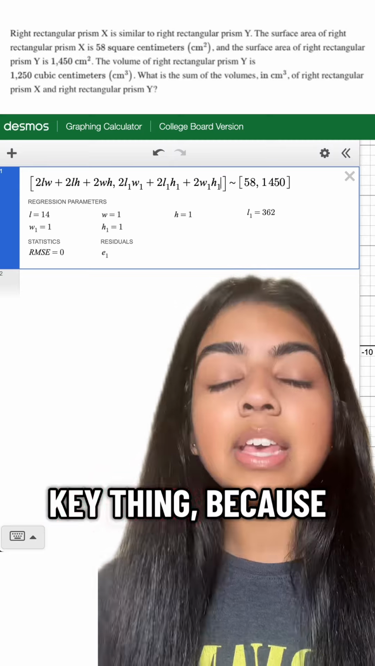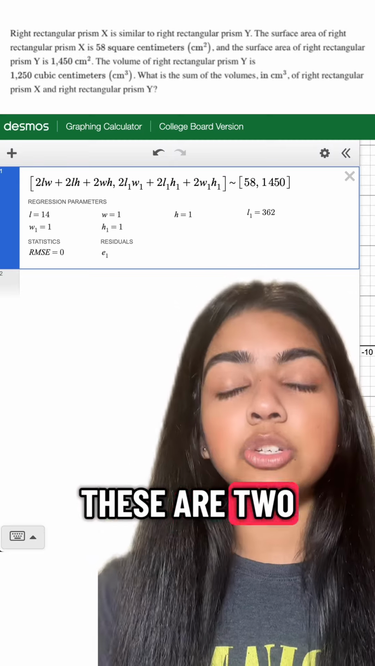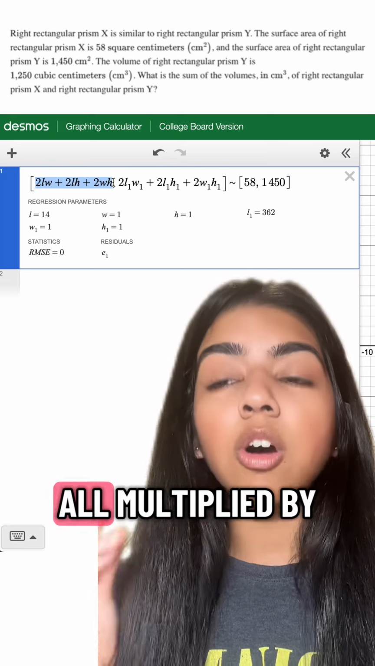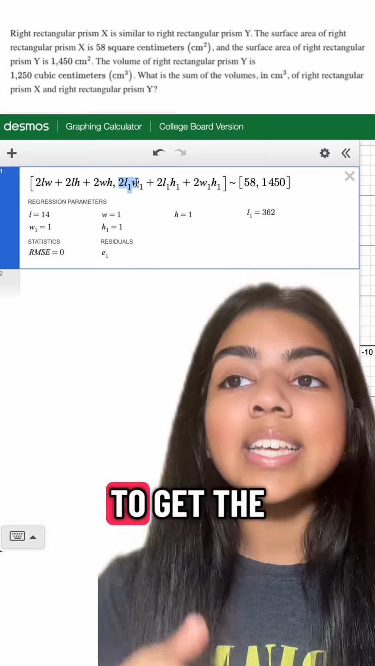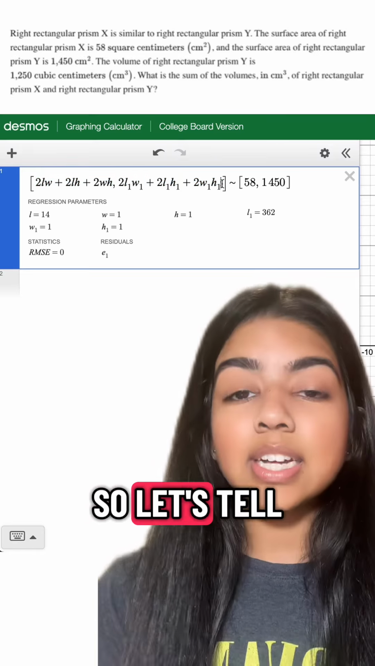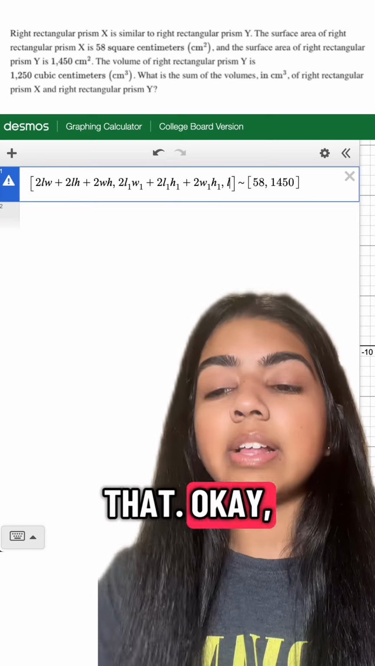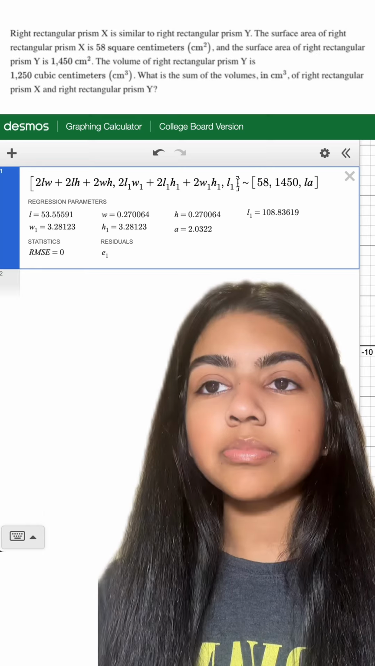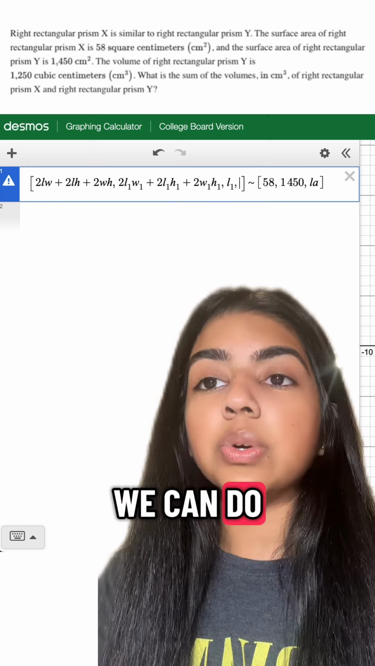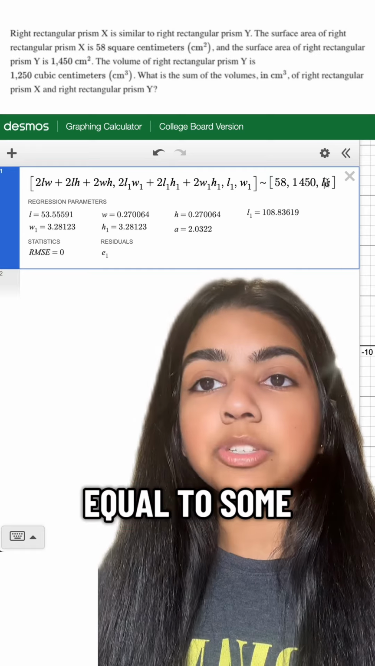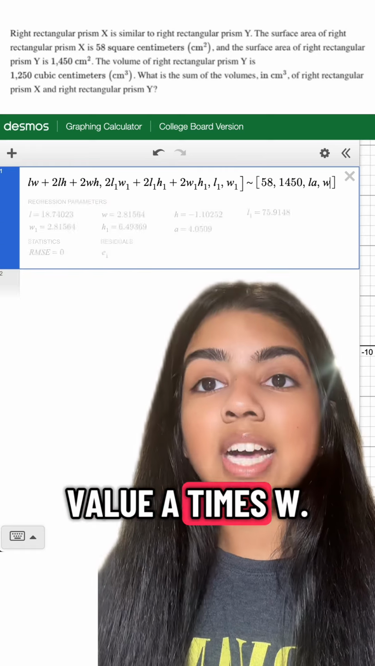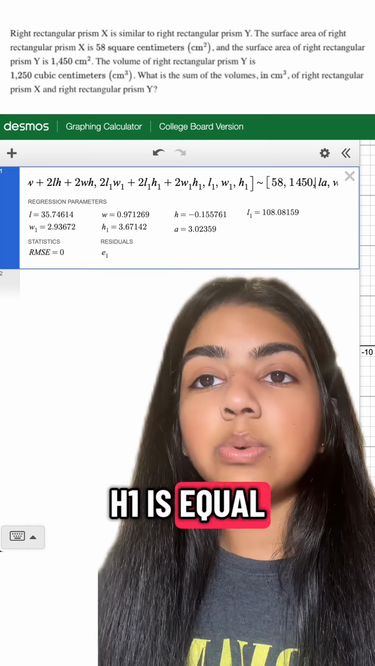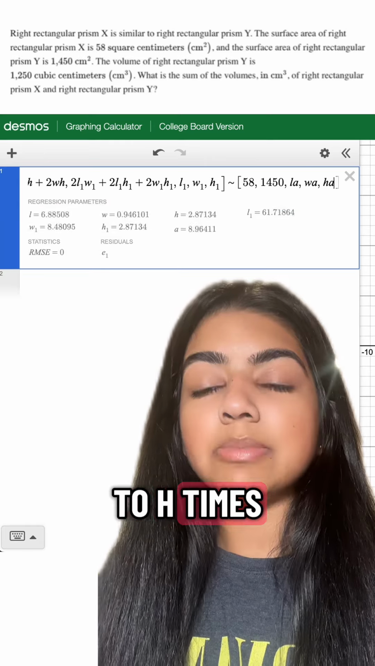But here's the key thing. Because these two are similar, right? These are two similar rectangular prisms. That means that the length, width, and height from X are all multiplied by the same value to get the length, width, and height of Y. So let's tell Desmos that, okay? We're going to say that, okay, length 1 is equal to length times some value A. Now for the next one, we can do W1, and this is going to be equal to some value A times W. And finally, for height, we get that H1 is equal to H times some value A.